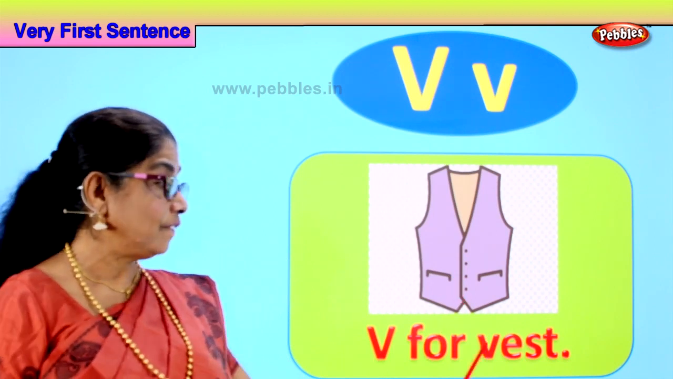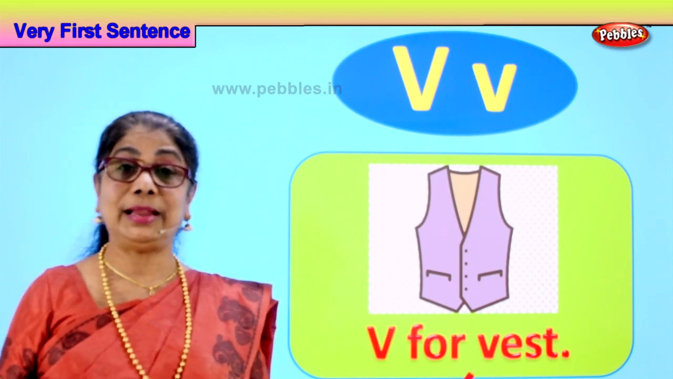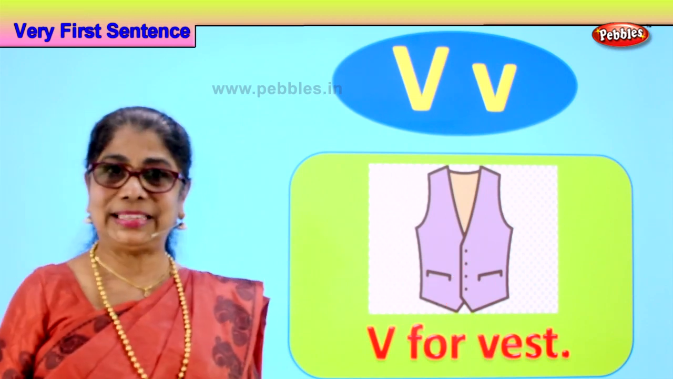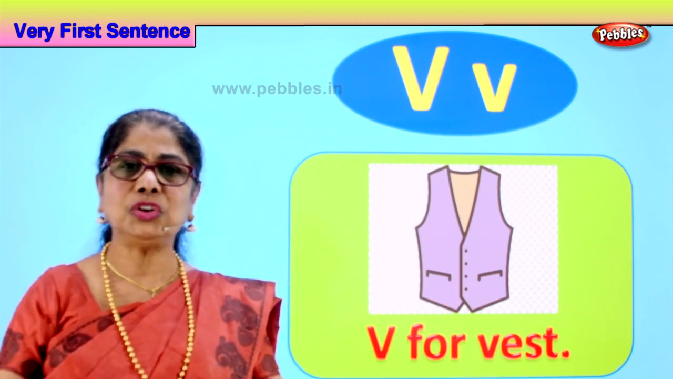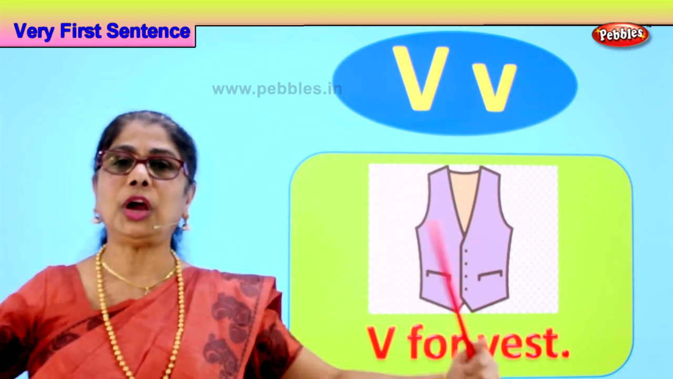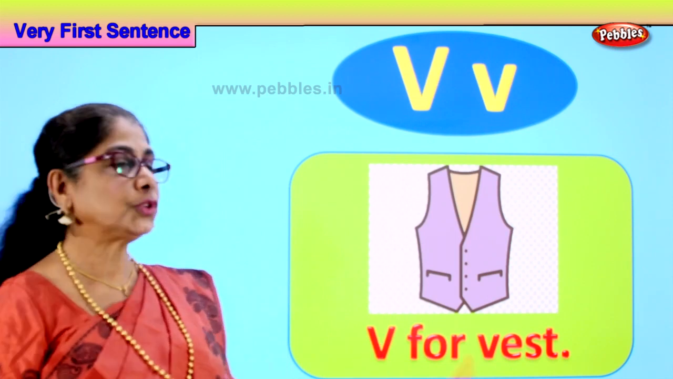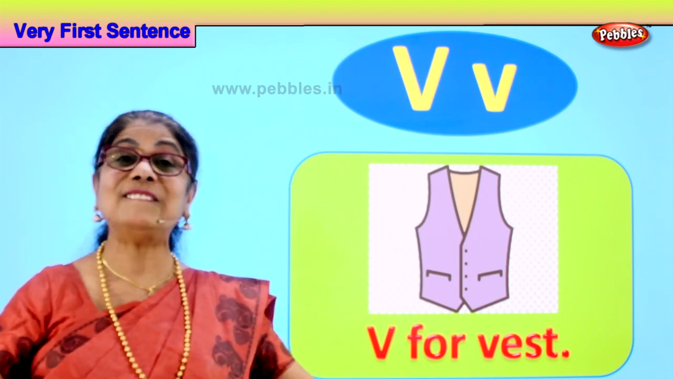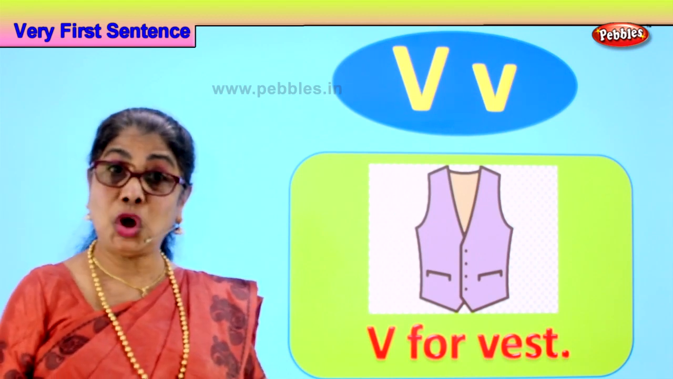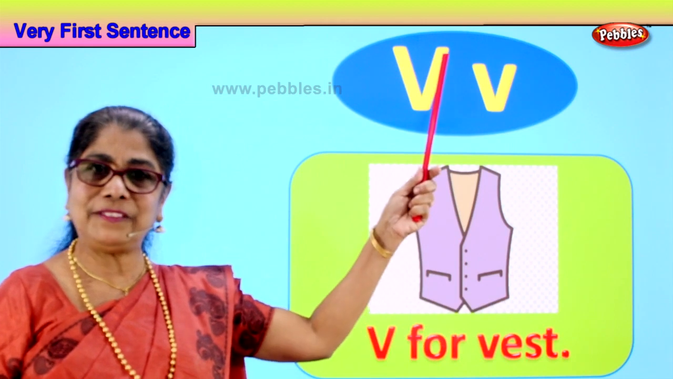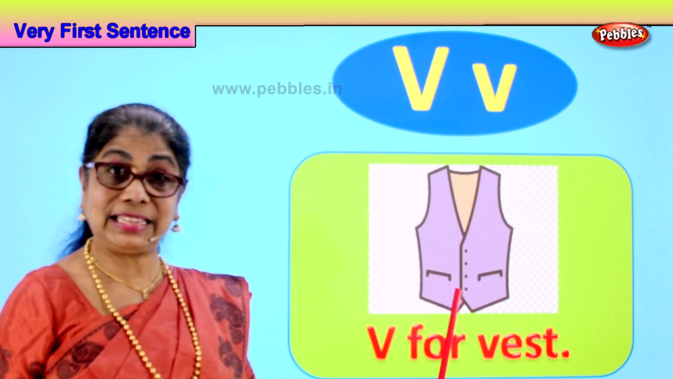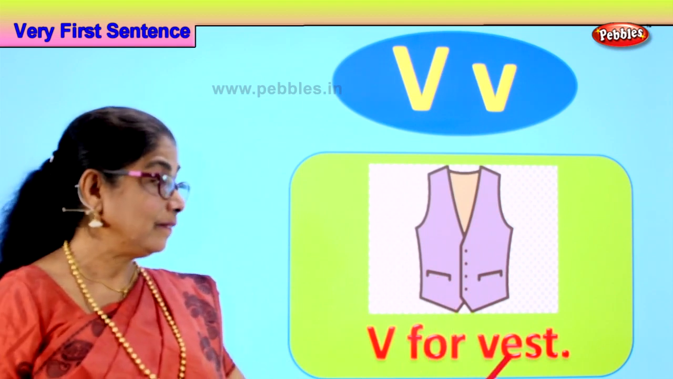Now, V for vest. Supposing you have a nice dress and there's a coat on top of it. What you put on top is called the vest. If daddy has a long shirt, nice he looks, and then a tie, and sometimes you put a short sleeveless coat on top. And that's called a vest. V for vest. V for vest. Capital letter V, small letter V. Sound is V, vest. Read, V for vest.